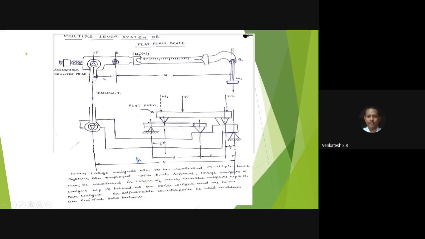Next, a very, very important point. You can expect this question in the examination: the multiple lever system, or platform scale. All of you have seen in the mandis, the vegetable mandi, grocery mandis, and rice mandis, that they use it for measurement of large masses. Remember, the platform scale or multiple lever system is used for measurement of large masses. See what things are present here.